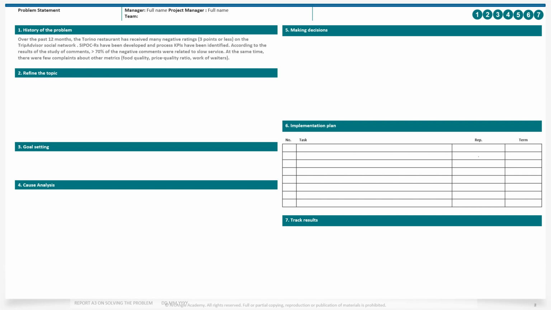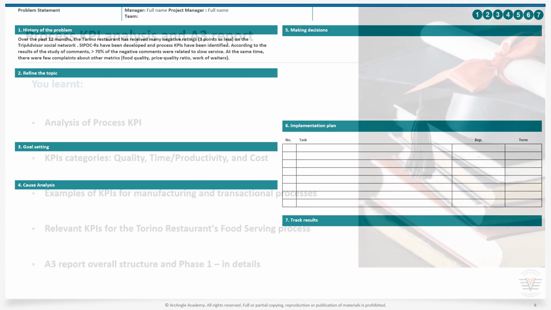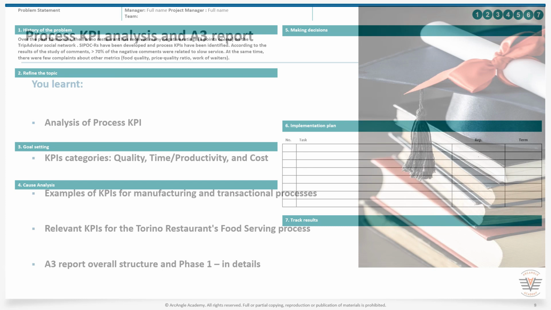Now, let us see how the key elements of the Step 1, history of the problem, were filled in for the Torino restaurant case. Over the past 12 months, the Torino restaurant has received numerous negative ratings, 3 points or less, on the TripAdvisor social network. This indicates a significant dissatisfaction among customers, leading to a need for improvement in their dining experience. This was the business case.